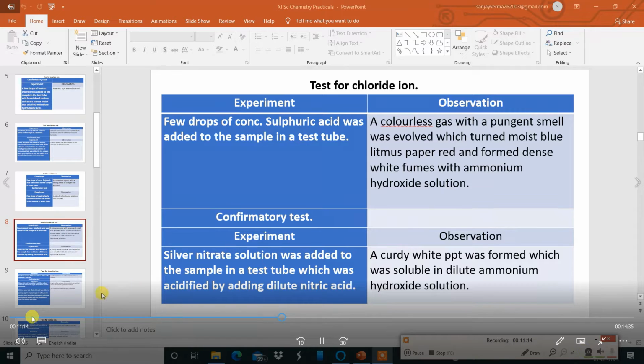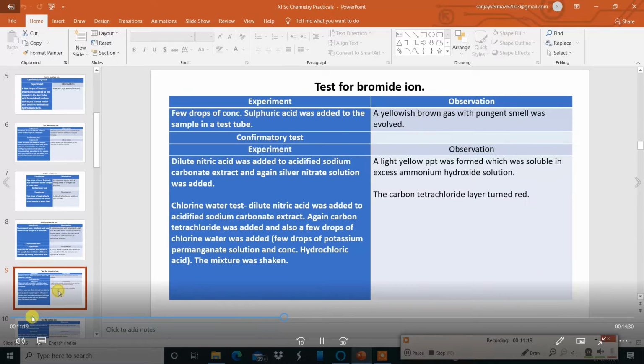Then I proceeded further to the test for bromide ion. I explained the preliminary test and the confirmatory test. In the confirmatory test, nitric acid is added to the sodium carbonate extract, and when silver nitrate solution is added, we get a light yellow precipitate. This was soluble in excess ammonium hydroxide solution.